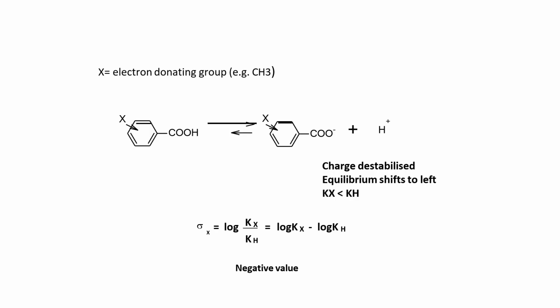Now the benzoic acid will undergo dissociation, which will give the benzoate plus H plus ion. So the dissociation equilibrium shifts to the left, and Kx is less than KH. So sigma x is equal to log Kx divided by KH. This particular equation will give us the substituent constant.